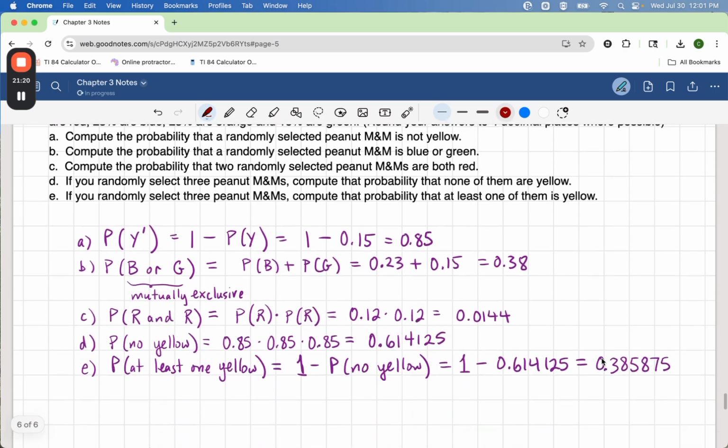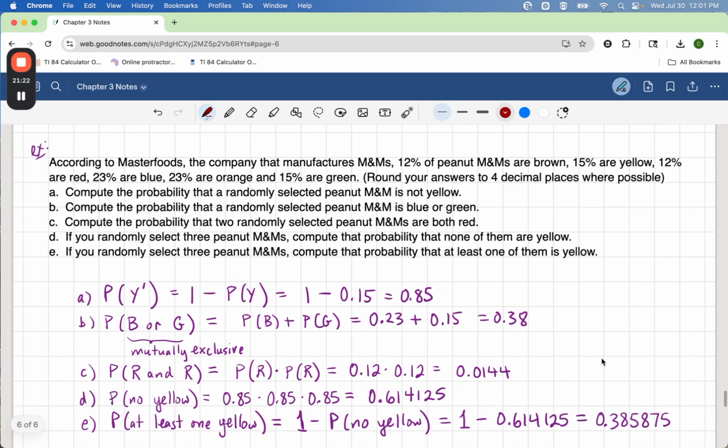Okay, last one. According to Master Foods, the company that manufactures M&Ms, 12% of peanut M&Ms are brown, 15% are yellow, 12% are red, 20 and so on. So compute the probability that a randomly selected M&M is not yellow. What I'm going to do is calculate the probability it is yellow and subtract it from 1. Probability it is yellow is 15%, so I just do 1 minus 0.15, so 85% chance that you're going to pick a non-yellow M&M.